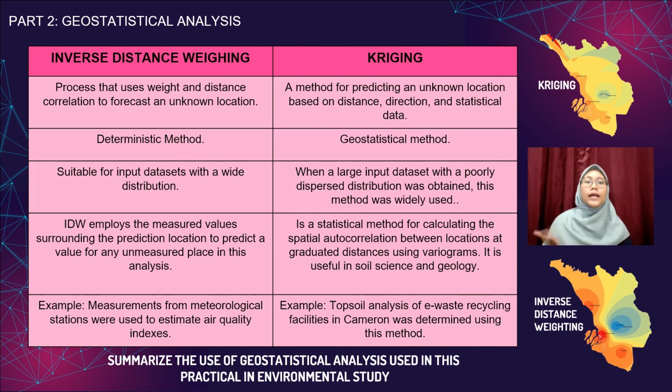And next, we move back to inverse distance weighting. IDW employs the measured values surrounding the prediction location to predict a value for any unmeasured place in this analysis. Meanwhile, kriging is a statistical method for calculating the spatial autocorrelation between locations at graduated distances using variograms. It is useful in soil science and geology.